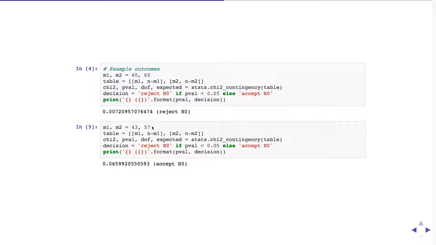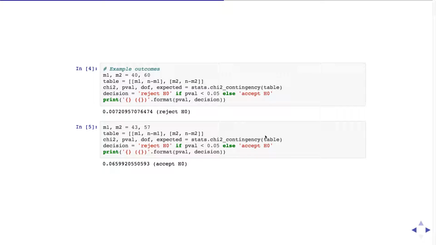Similarly, if I got some slightly more extreme value, a few more heads than I would expect from M1, a few less heads than I would expect from M2, and compute the contingency table, in this case this is just above the significance threshold. So here I would incorrectly, if I observe this, these are plausible outcomes. If I observe this, I would actually say that these coins were the same, even though they're not.